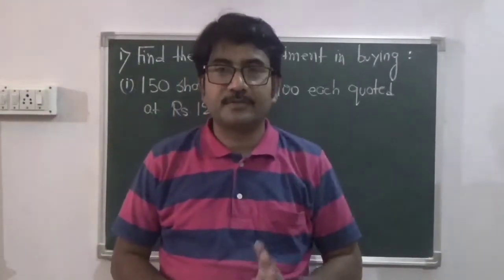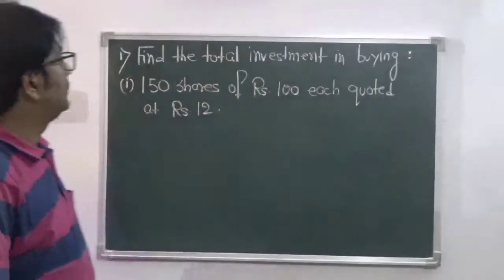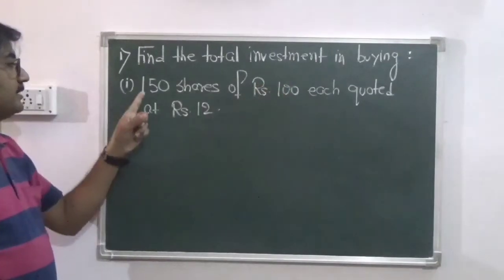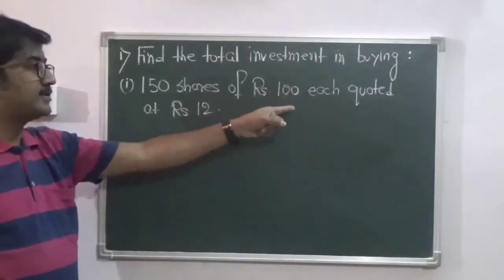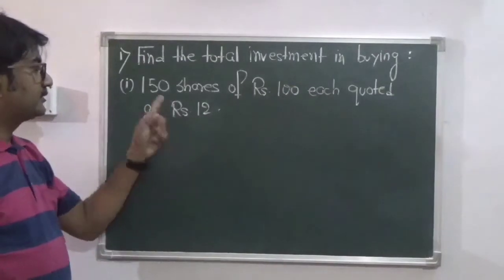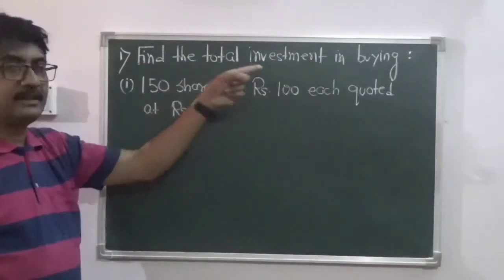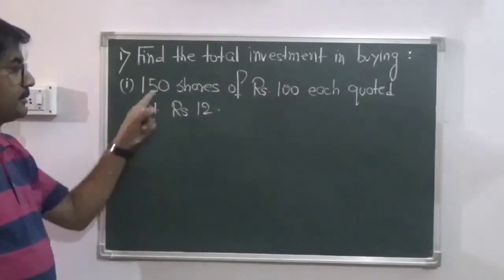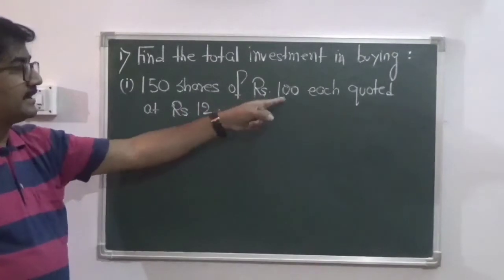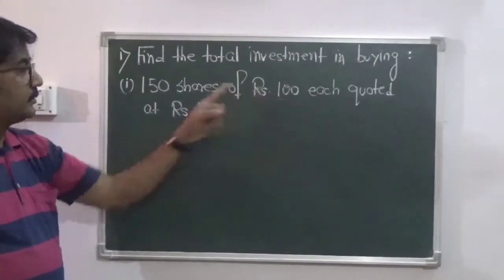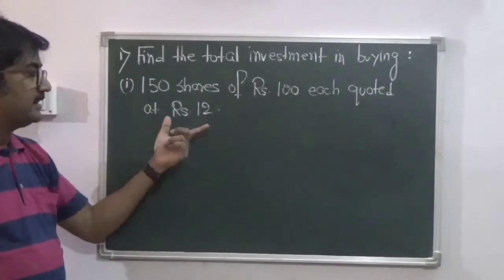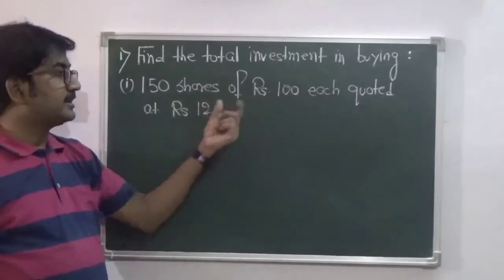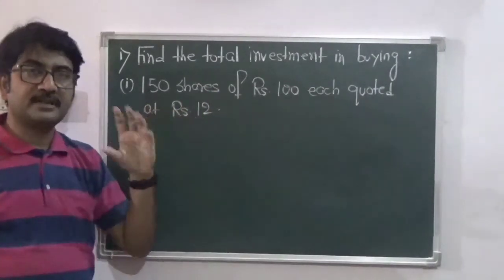Now let us see the first question of this chapter. Find the total investment in buying 150 shares of rupees 100 each, quoted at rupees 12. In this question we need to find the total investment, that is the investment in purchase of shares. The number of shares is given as 150, of rupees 100 each. This is the face value, and it is quoted at rupees 12. Quoted at means this is the market value. So when it is mentioned in the question that it is quoted at, then that value itself is the market value.